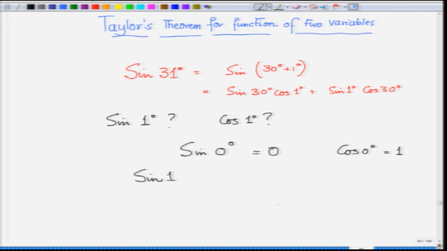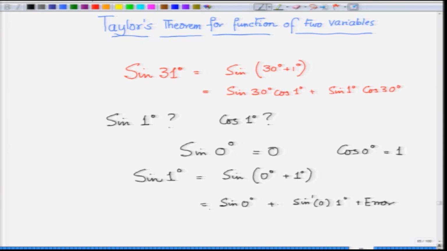Those who remember their calculus of one variable know that sine 1 degree can be written as sine of 0 degree plus 1 degree. So, 1 degree is the difference. So, this is f of x plus h, which is sine of 0 degree plus sine dash at 0 into 1 degree plus some error.